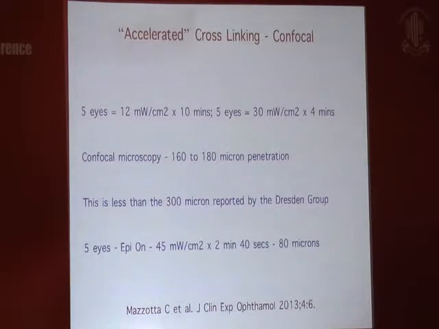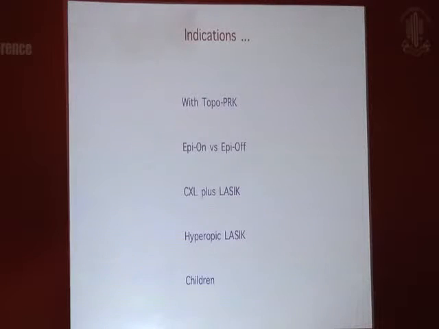Interestingly, in the same study, 5 eyes had the epi-on procedure, meaning that the authors did not de-epithelialize the cornea, and flash-linked it with 45 milliwatts for 2.5 minutes, and in this, the depth of penetration was only 80 microns, which probably is not good enough for clinical cross-linking and rigidity improvement, and this is probably why today most surgeons perform the epi-off procedure and the epi-on is not as favored.